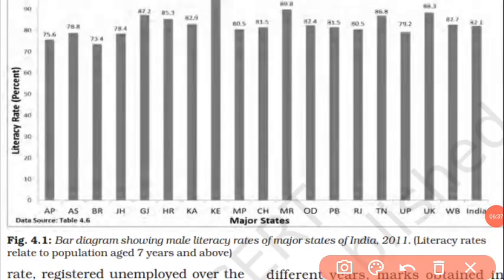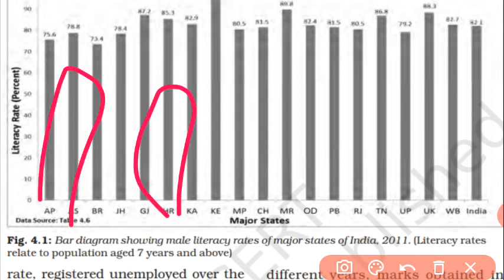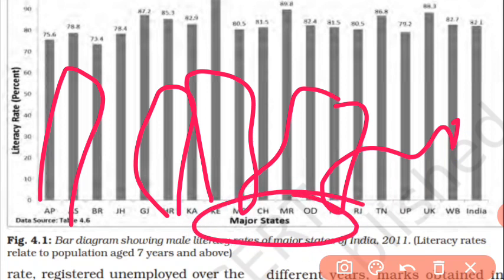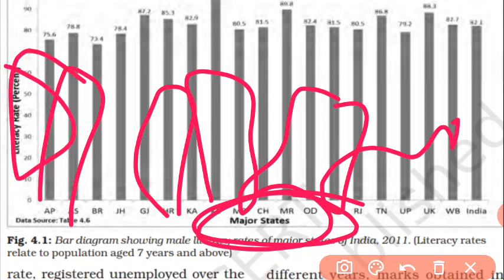Now see, on the basis of that table, this way you will prepare a bar diagram, the way I told you. So that bar diagram will be prepared like this. Okay, on the x axis you have to show major states, and on the y axis you have to show literacy rate. Okay.